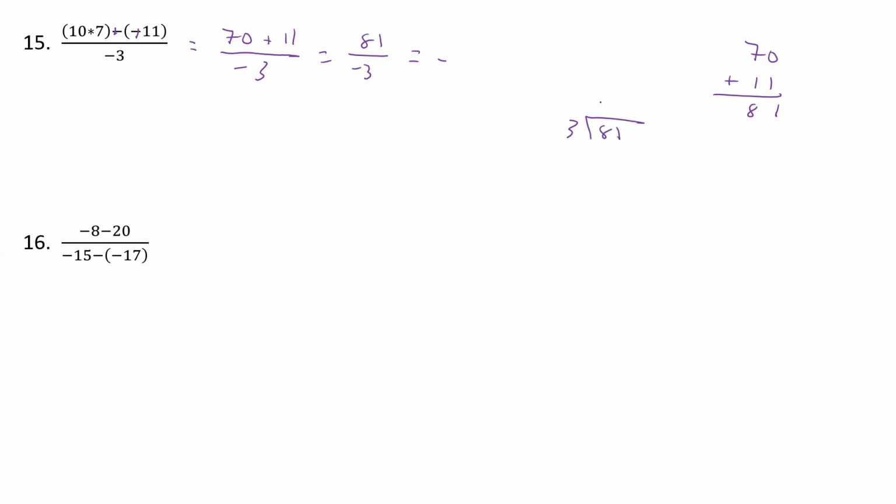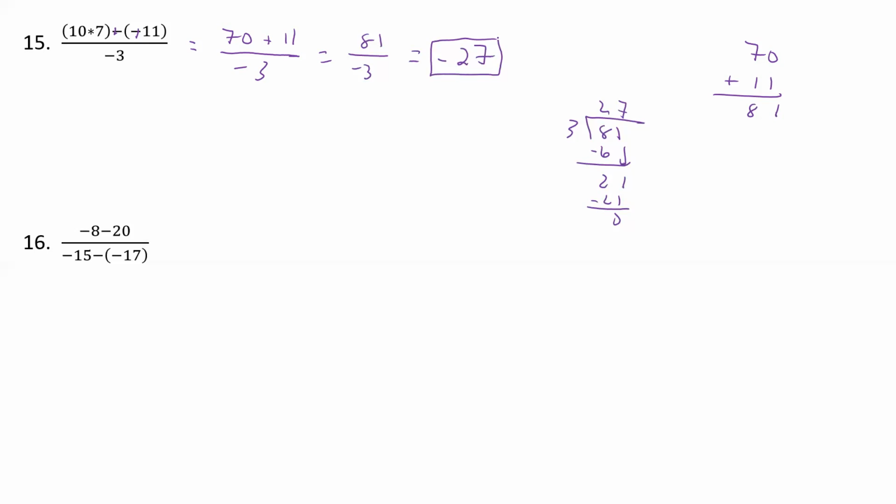So 3 times 2 is 6. Subtract that, we get 2. Bring down our 1. 3 times 7 is 21. Subtract that, we get 0. So we get negative 27 for our answer on that one.